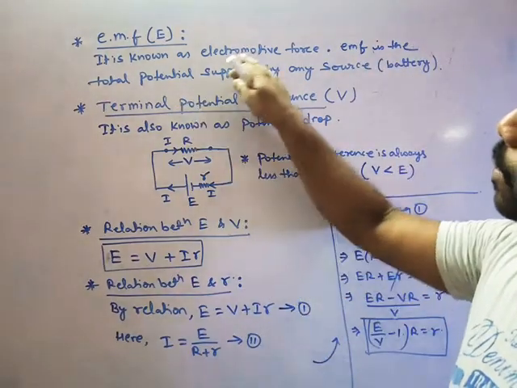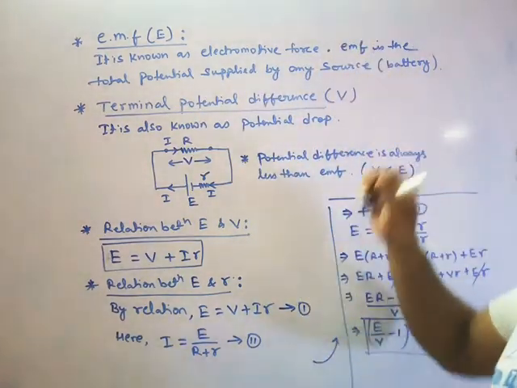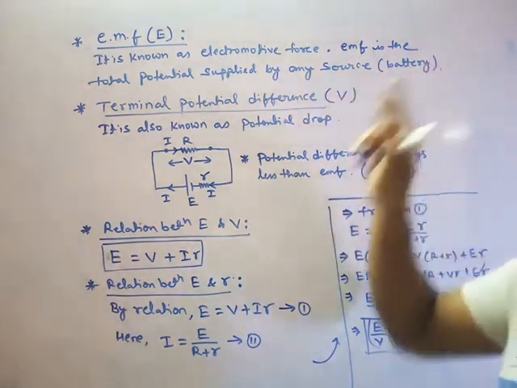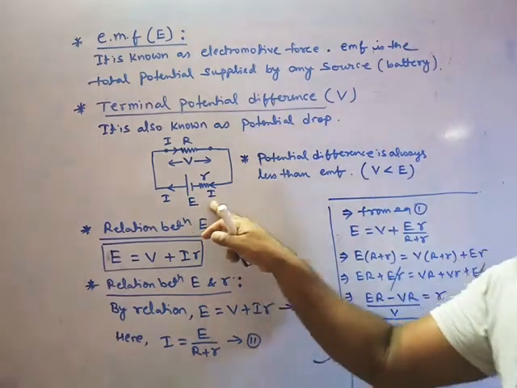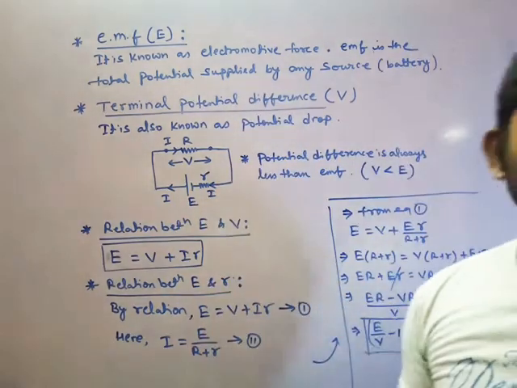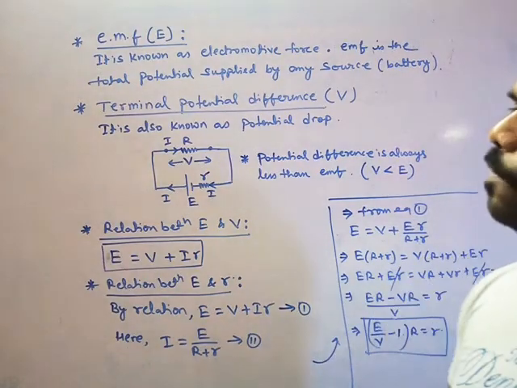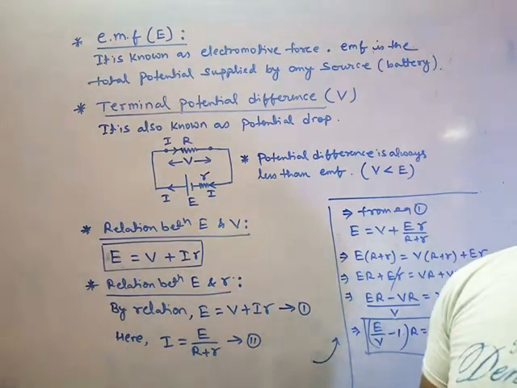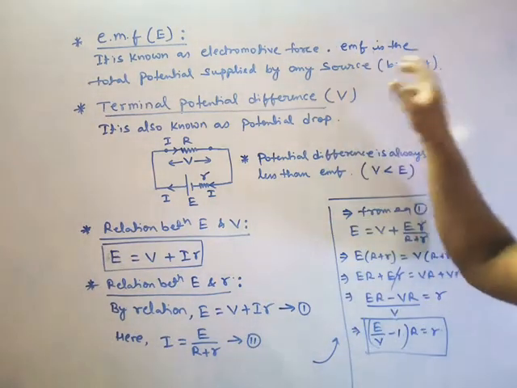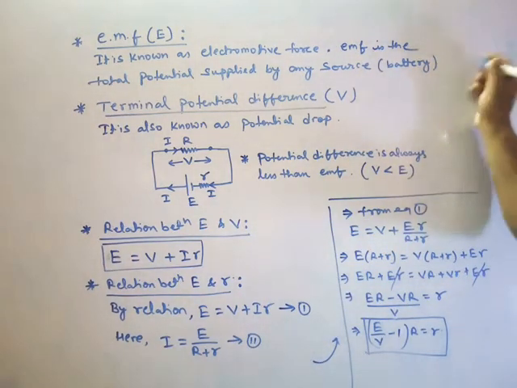EMF, as I told you, is known as electromotive force. But what is the meaning of this? EMF is the total potential supplied by any source. The total potential supplied by the source is known as the EMF. Is it right? When we measure this EMF, the circuit is what? Open. Is it right? You can write total source.